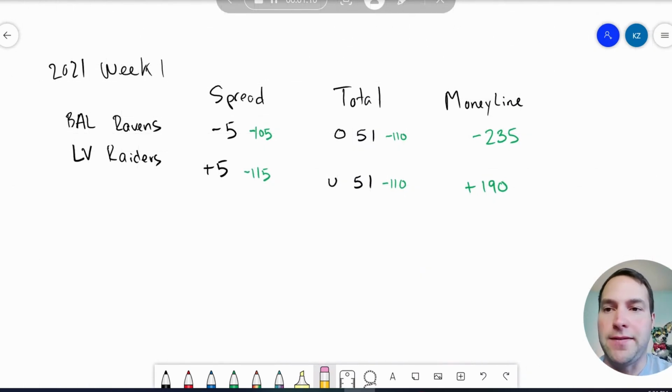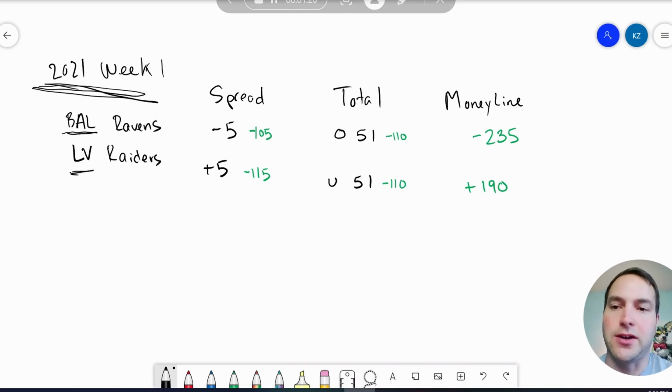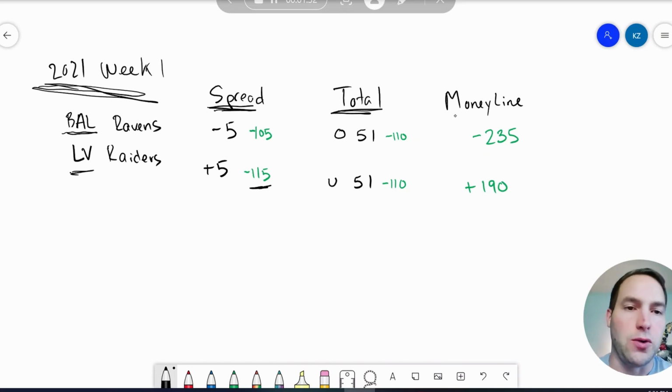If we break it down, this is the Monday night game of the 2021 Week 1 season. The away team is always on top, so that's the Baltimore Ravens. They're going to be playing at the Raiders. In the green, I have the actual odds. There are three different bet types that you can make: you have the spread, you have the total, and you also have the money line.